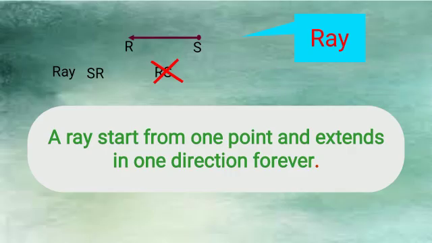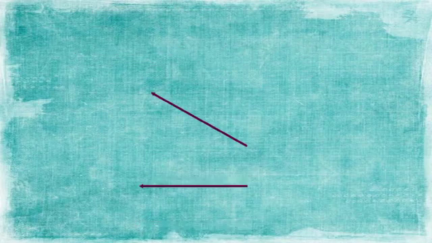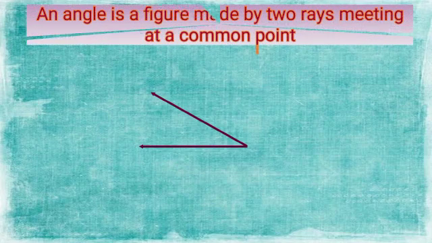So let's move to our new topic, that is angle. These are two rays. What happens when these two rays meet at one common point? Obviously, an angle is formed. So an angle is a figure made by two rays meeting at a common point. So here this is the angle.